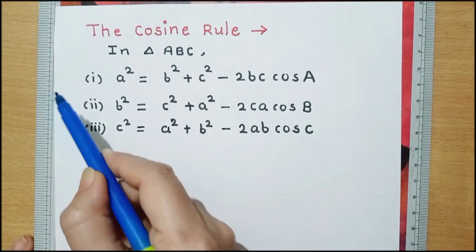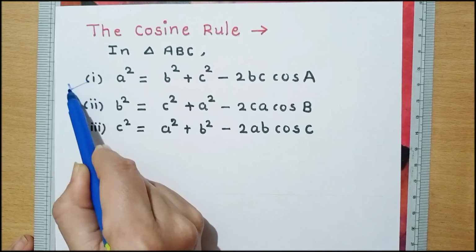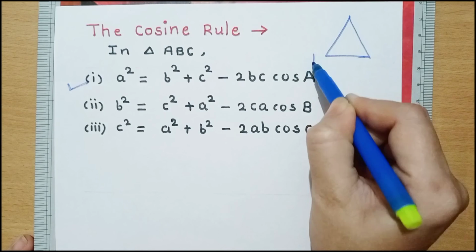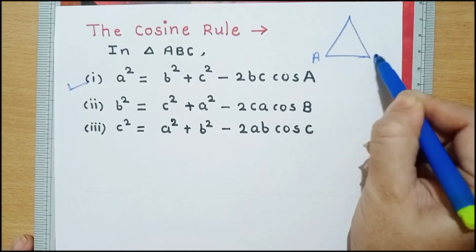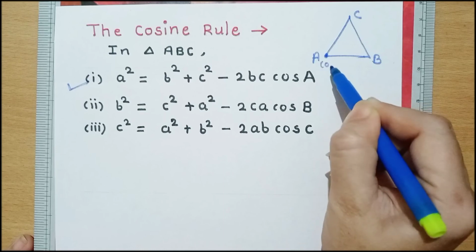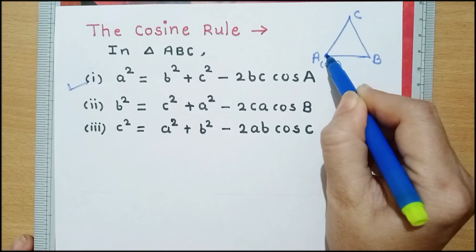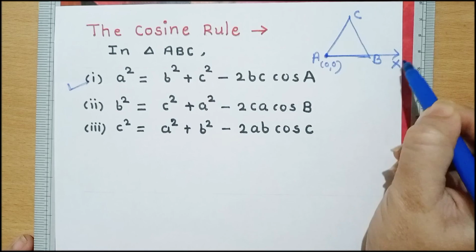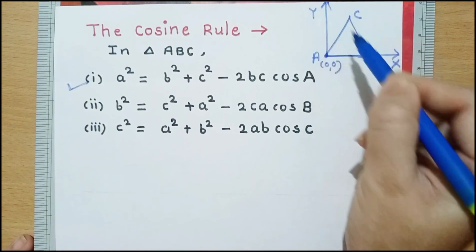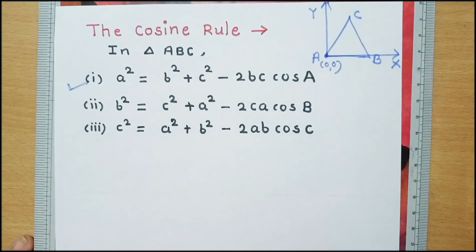So here first we will prove the first statement. For this we will consider the triangle ABC. Let this be A, B, C. We have to consider A as origin, that means 0, 0, and x axis along AB and y axis perpendicular to the x axis. We have to consider this diagram here.